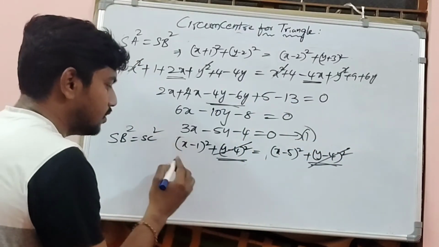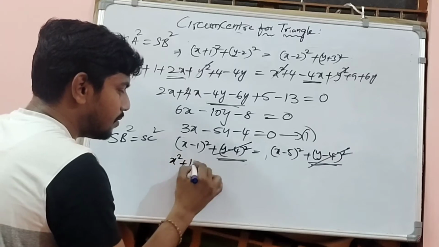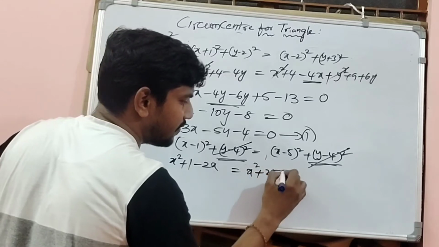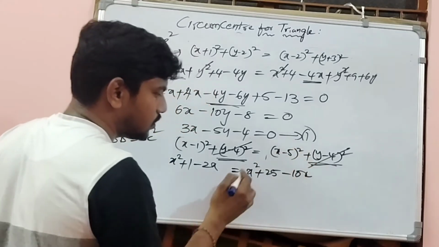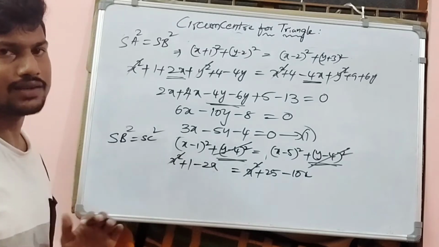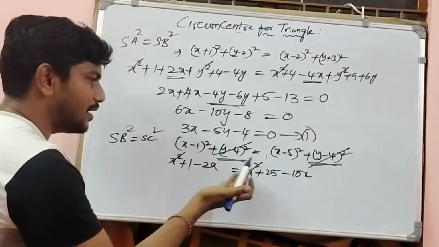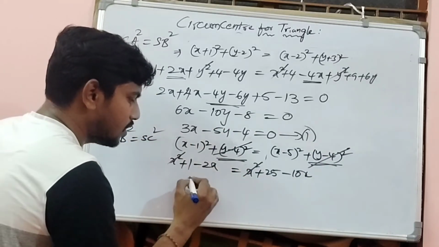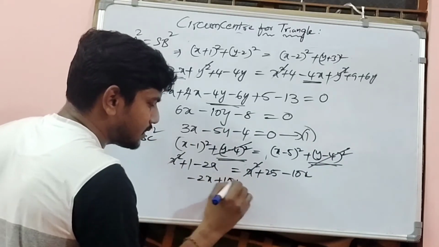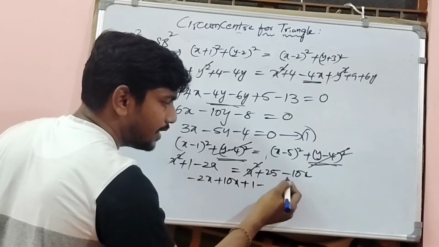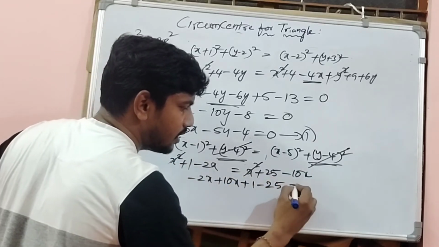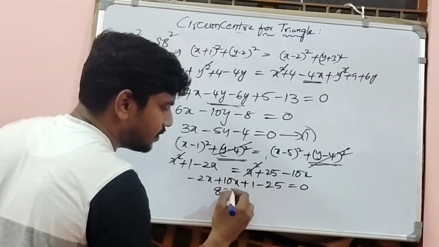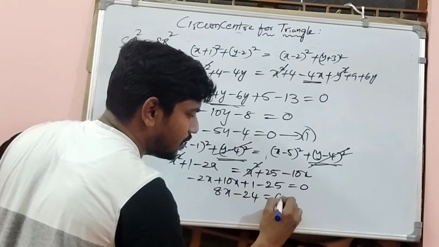So expand this one, we get x square plus 1 minus 2x is equal to x square plus 25 minus 10x. So we know very well left hand side and right hand side x square is common, that will be eliminated. So send the terms. Here is minus 2, here is minus 10. Send to this side it will be plus 10. So minus 2x plus 10x. Here is plus 1, here is 25, send to other side minus 25 is equal to 0. So here the difference of these two is 8x and the difference of these two will be minus 24 equal to 0.